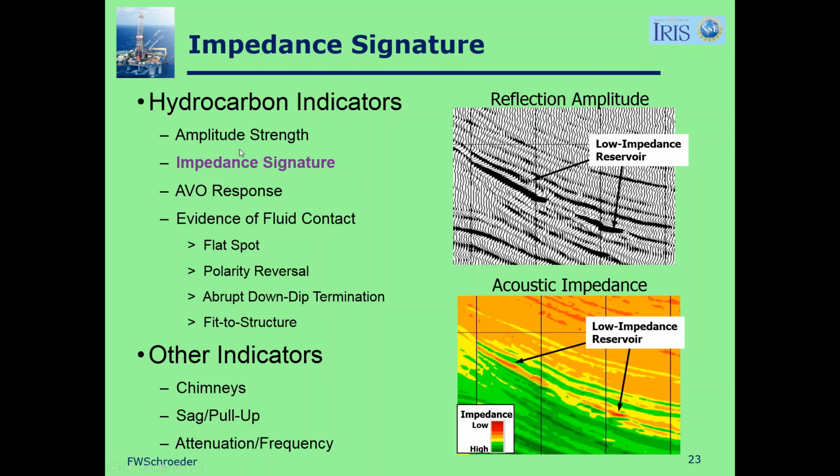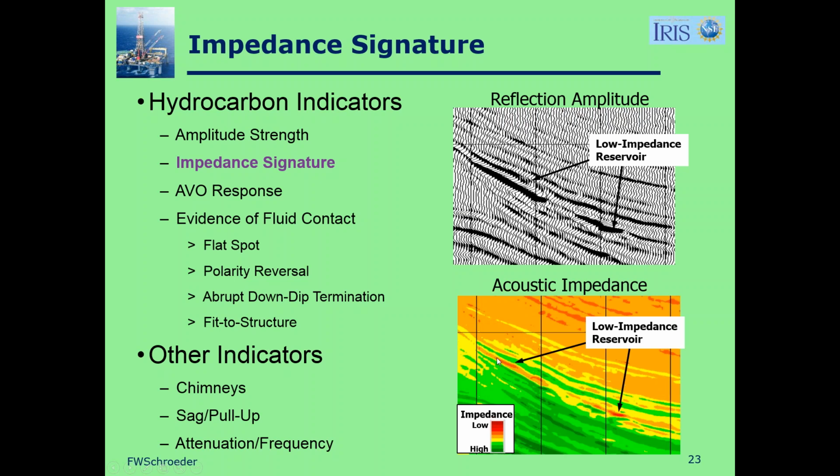Impedance signature is another hydrocarbon indicator. The image on the upper right is the regular reflection seismic data. We can use processing, fairly high-end processing, to go from seismic reflection amplitude strength to an estimate of what the impedance is. And the higher impedances are the greens, the lower impedances are the oranges and red.